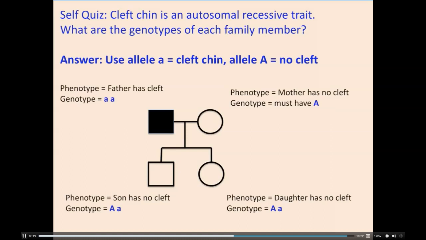So now what we have to do is figure out the mother. We know she had one big A based on what she looked like, and it's possible that she gave that one big A to both son and daughter. But the problem is we don't know what the second letter she has. So the correct answer is she could be homozygous dominant or heterozygous. So on the test, I would expect to have both of those answers to be present.